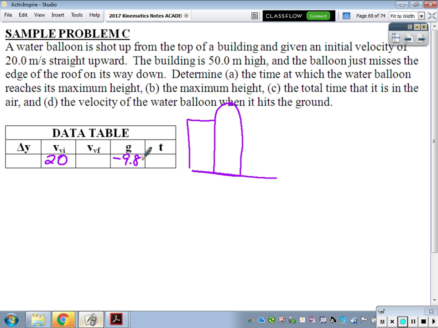Can we right now do part A, the time at which the water balloon reaches its maximum height? Can we do that? Yes. Okay, that's kind of similar to what we just did. And before I let you loose on that, can we also start the calculation of the maximum height? Yes.